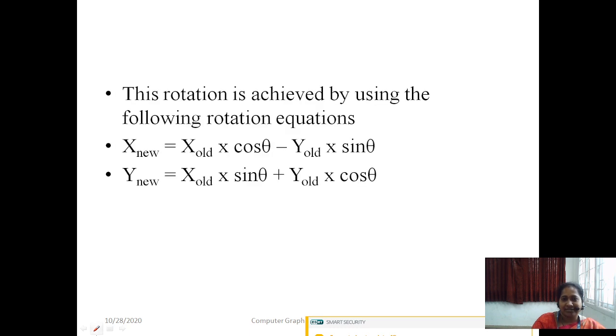Next, the rotation is achieved by using the following rotation equation. Here in this rotation equation, we are using cos theta and sin theta values. So, x new equals x old into cos theta minus y old into sin theta. Y new equals x old into sin theta plus y old into cos theta. Based on the rotation, we can move the particular object.